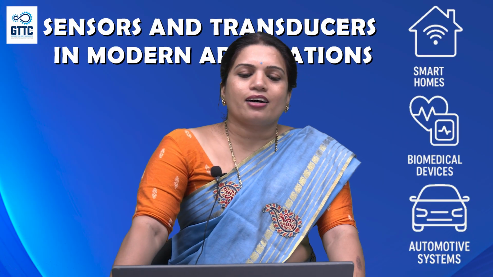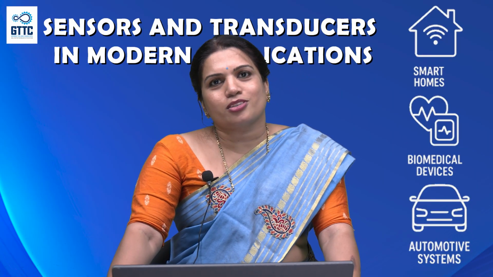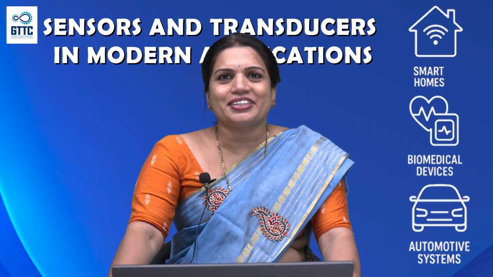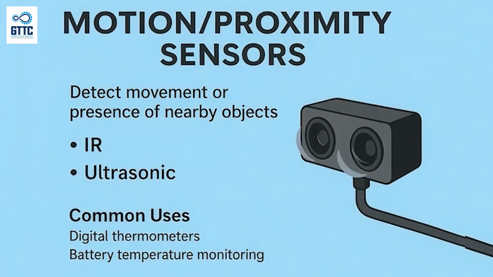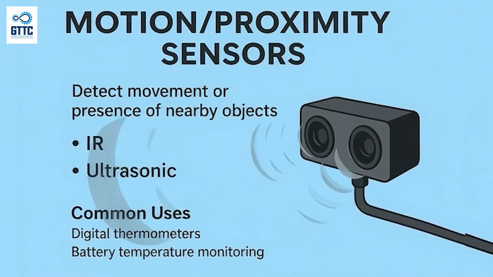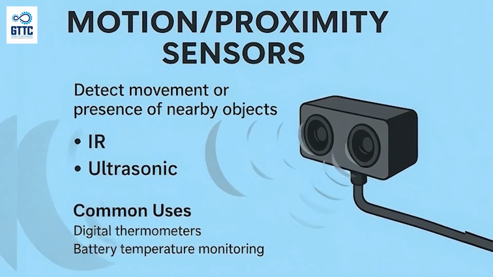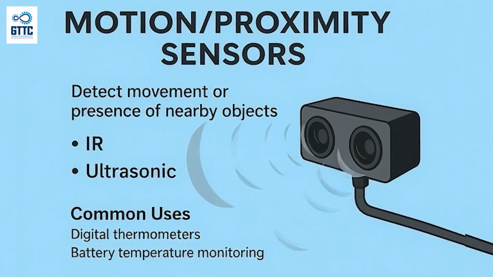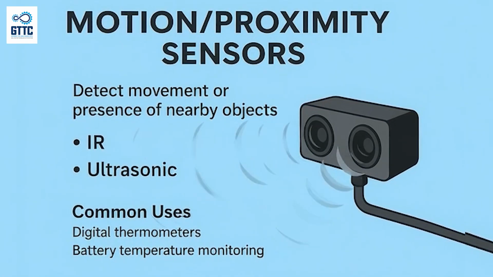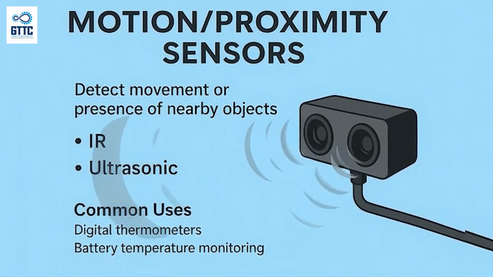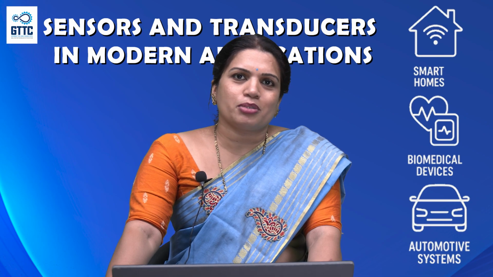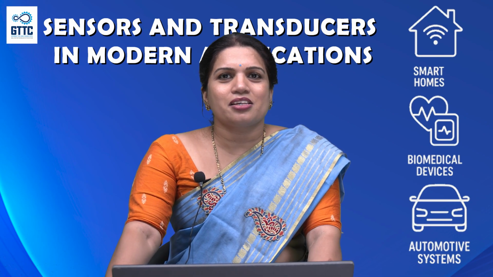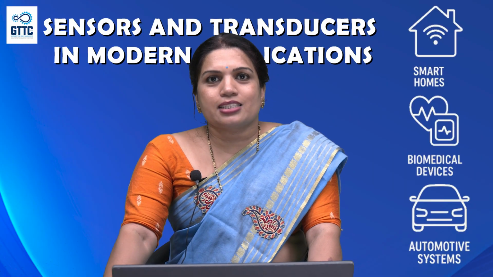The next sensor is the motion or proximity sensor. What is this, and which sensors are we using? Let's go for this. Motion or proximity sensors are sensors used to detect the presence of an object, movement of an object and the distance of an object from the source without any physical contact. Understand? We have two types of proximity sensors: one is the IR sensor, the second is the ultrasonic sensor.